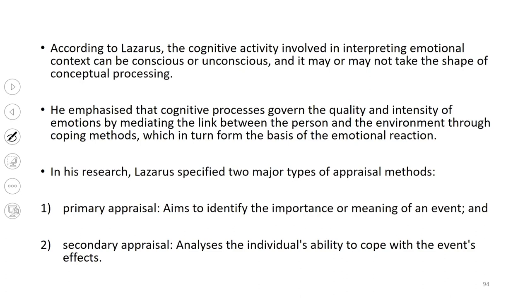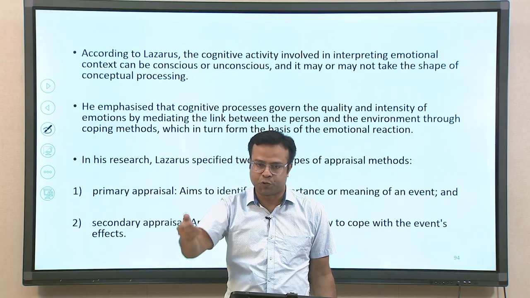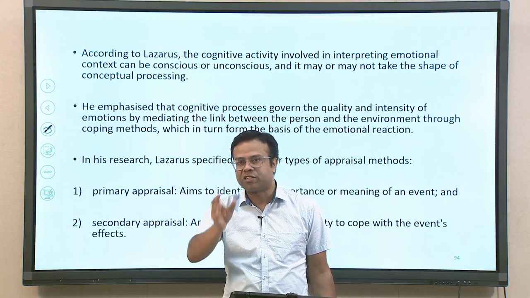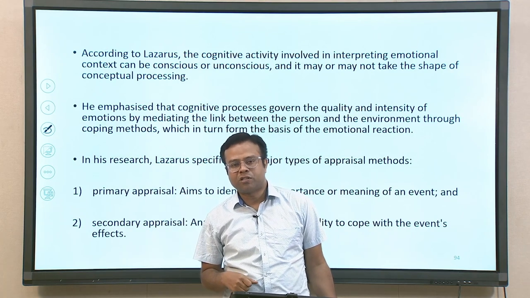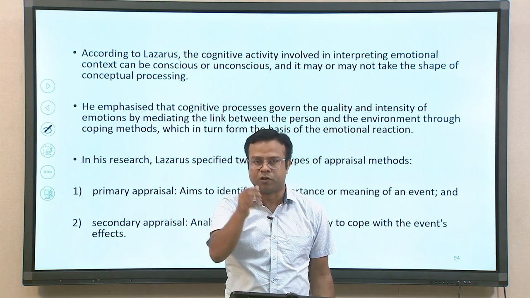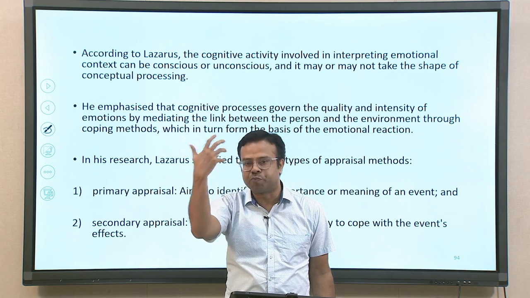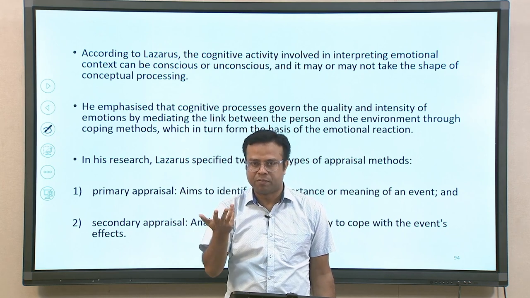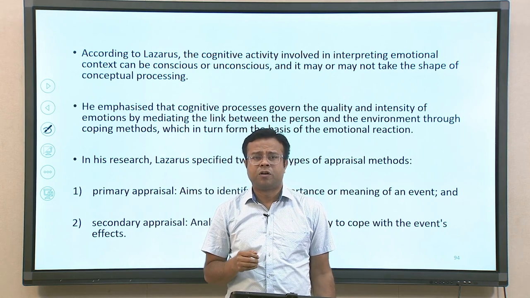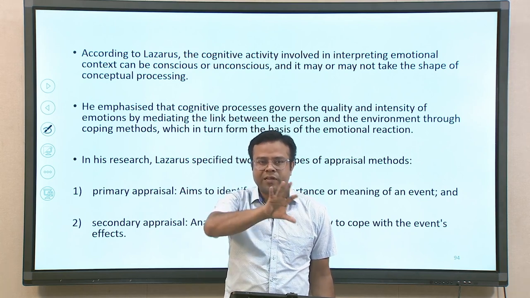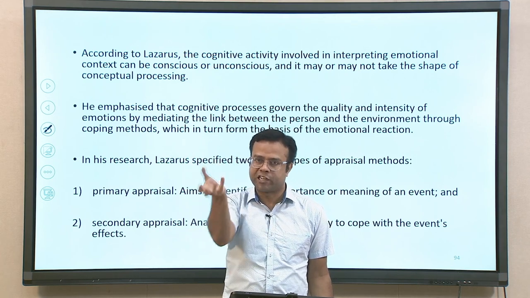Lazarus's studies were mostly focused on stress and coping. How do you experience stress and how do you cope with the situation? In that context, he said primarily two types of appraisal happen. One is called primary appraisal, where you identify or label a situation, give importance to it, or interpret it in terms of meaningfulness and importance of an event. You see an event, you first judge: is it an important thing for me? It may happen automatically also. We will give an example later. So, in primary appraisal, you first assess whether the situation is important or not.